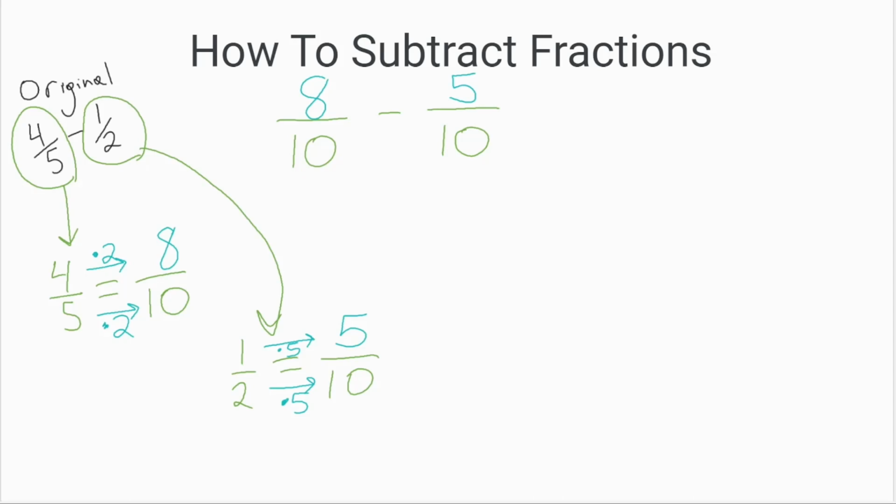So now we found both. We have the same denominator on the bottom. Now we can subtract. I subtract my two top numbers from each other. So 8 minus 5 gives me 3. I don't subtract my bottom numbers. It stays the same. We get 3 over 10 as our final answer. So hopefully not too bad. Hopefully if you watched the adding fractions video, this looks very similar.